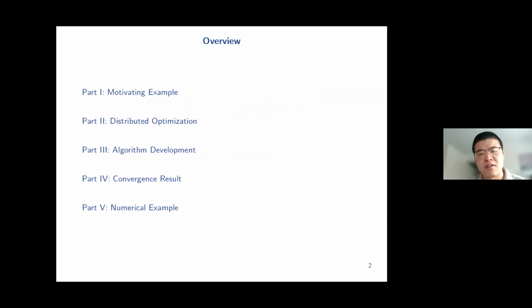The first part introduces a lot of examples to show why distributed optimization is important. The second part describes the distributed optimization problem that we focused on. After that, I will talk about the development procedure of the proposed algorithm. We also study the theoretical convergence of the proposed algorithm, where the convergence result is shown in the first part. And finally, we test the practical performance for a specialization of the proposed algorithm.